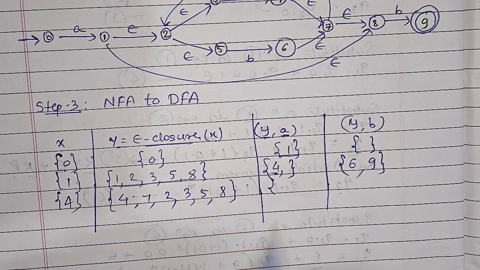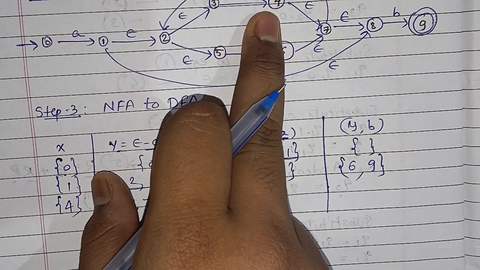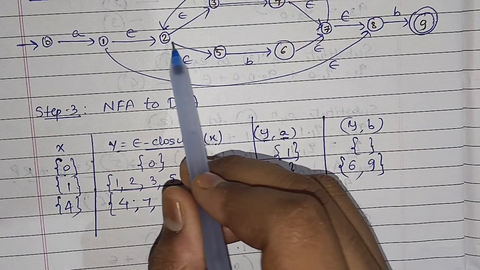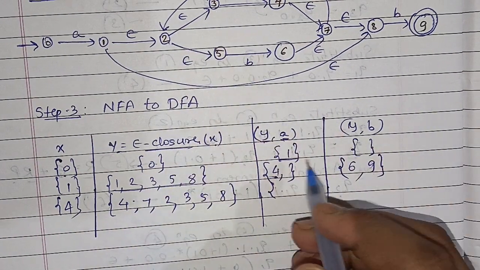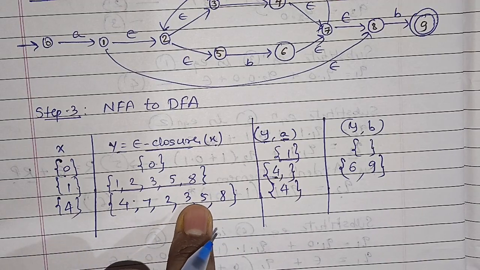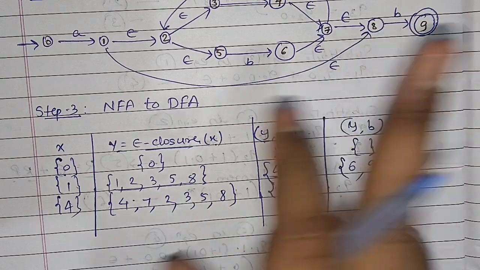Now see, here 4 is receiving A, no transition. 7 is receiving A, no transition. 2 is receiving A, no transition. 3 is receiving A, there is a transition, to 4. 5 is receiving A, no transition. 8 is receiving A, no transition.